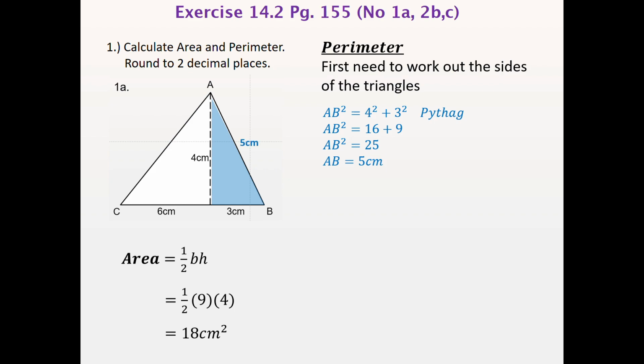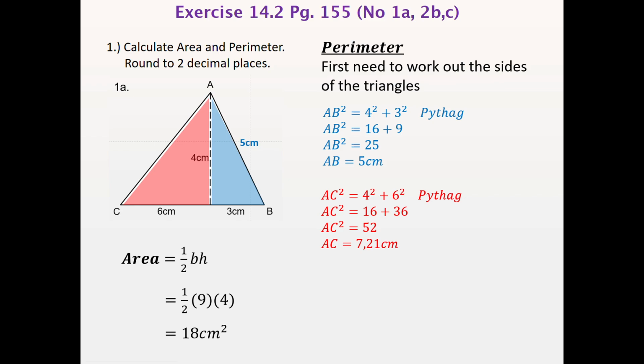Alright, so I've got the right-hand side of the triangle. Now I still need to work out the left-hand side. So I'm going to work in the left triangle. Okay, again, AC would be my hypotenuse because it's opposite my right angle. So AC squared is equal to 4 squared plus 6 squared, Pythag. That will give me 16 plus 36, which is 52. And if I square root 52, you're going to round to 2 decimal places, which is 7,21.